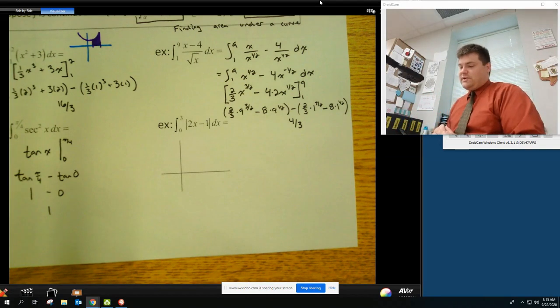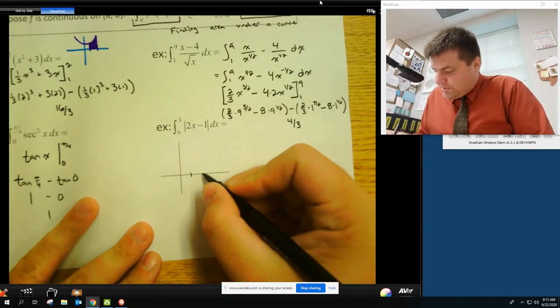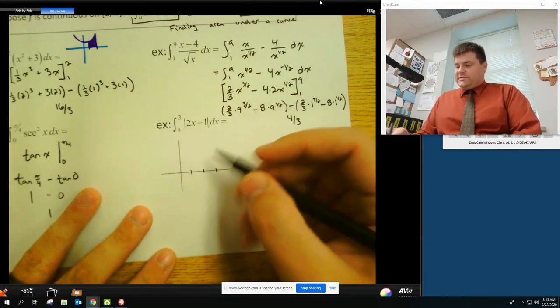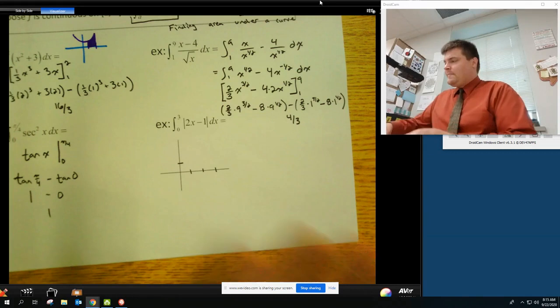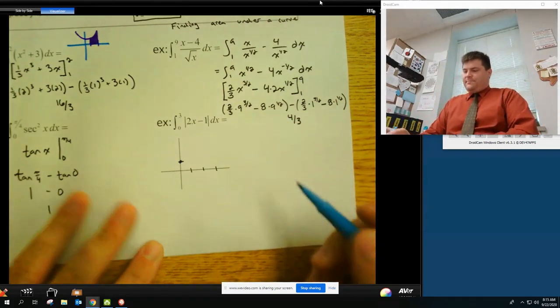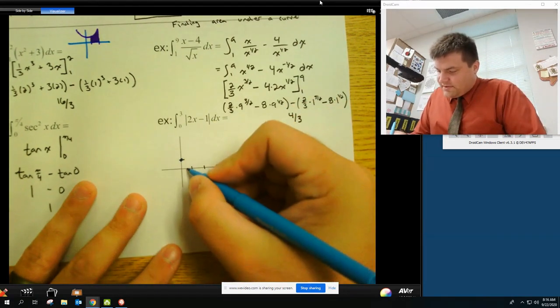So what I'm going to do here is sketch this out real quick. So here's 0, here's 1, 2, 3. Okay, so if I'm at 0, I'm at a height of 1. Sketch it in blue here. And then if I set this equal to 0 for the x-intercept, I'm going to get 1/2.